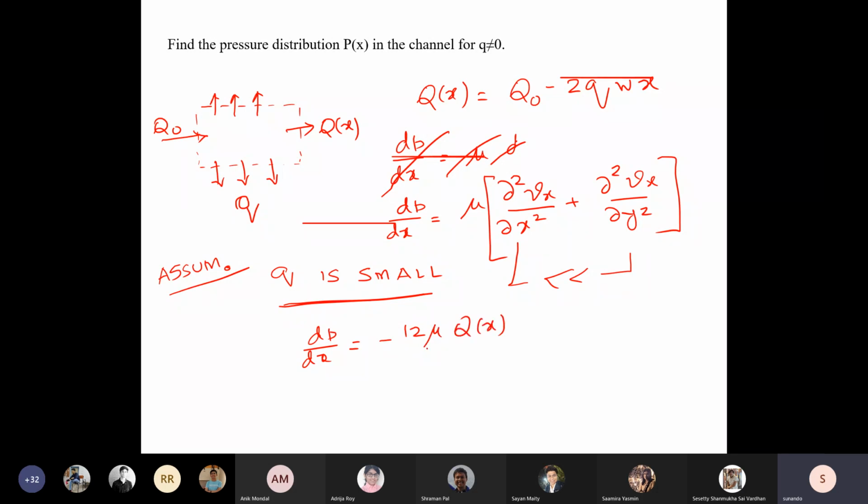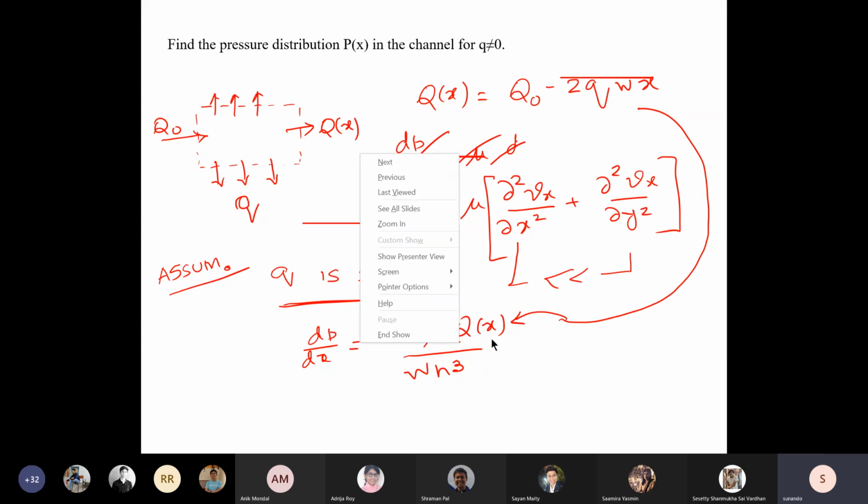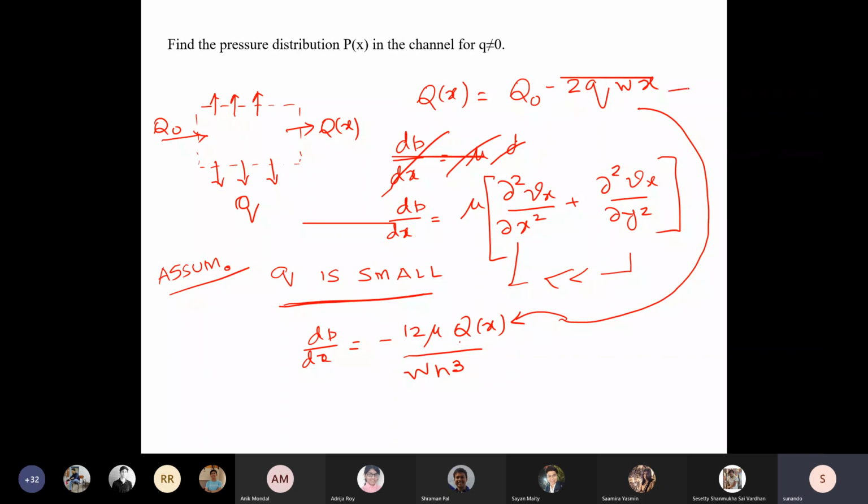This is what I have done in the previous slide. The only difference here is that my q is a function of x, and this has to come from here. So I can substitute the expression for q, which is a function of x, from the conservation equation that I have written over here, and then integrate to find out what is going to be my pressure.